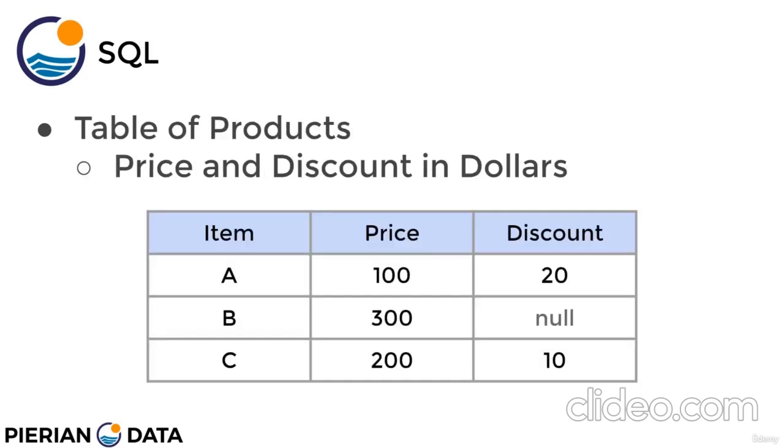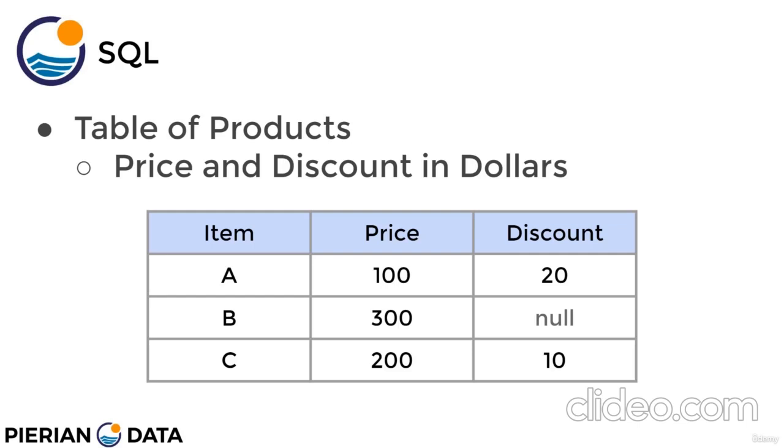So here we have a table of products. We have the item names A, B, C, the original prices $100, $300, $200, and then a discount in dollars. So if the item has a discount off the price, it's listed in the discount column. So item A currently has a discount of $20. Item B does not have a discount right now, so it's null. And then item C has a discount of $10.